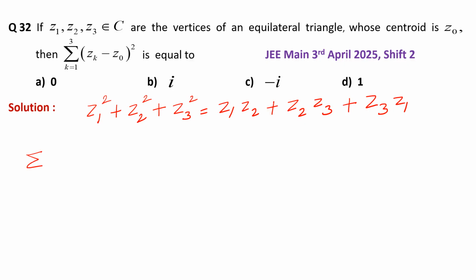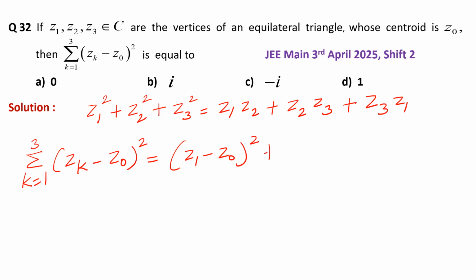Now students, we have to find the value of summation k varying from 1 to 3 (Zk minus Z0) whole square. Now this summation can further be written as (Z1 minus Z0) whole square plus (Z2 minus Z0) whole square plus (Z3 minus Z0) whole square.